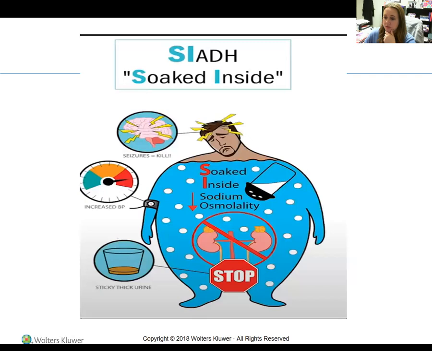Okay, so again, let's review. SIADH, syndrome of inappropriate antidiuretic hormone. That's a mouthful. But again, we can't excrete or dilute the urine, so we're going to retain all that fluid and we're going to develop the hyponatremia and low urine output. So with that hyponatremia, those signs and symptoms: headache, confusion, severe high blood pressure, low urine output.